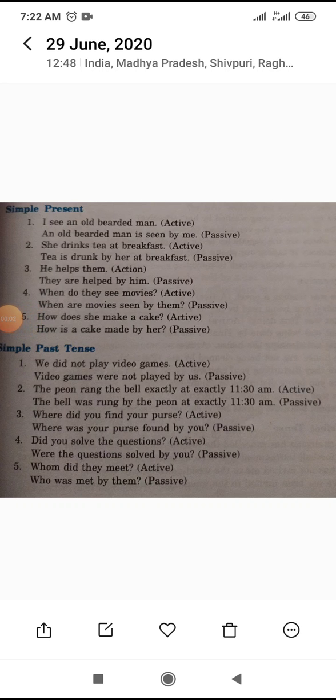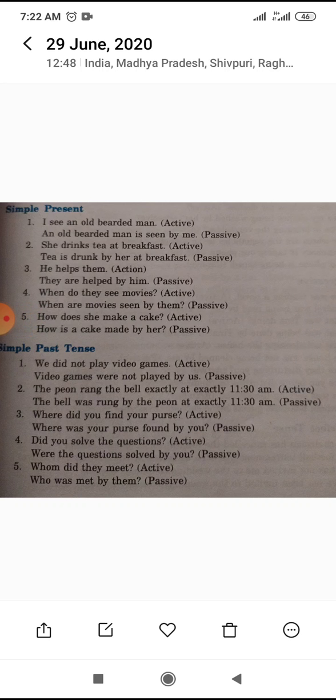So let's have a look at some of the sentences which have been converted from active voice to passive voice. Starting from simple present, I see an old bearded man. This is the active voice.